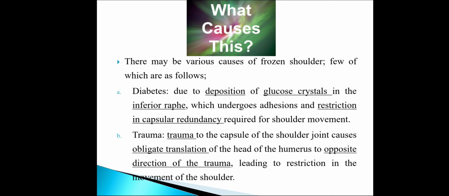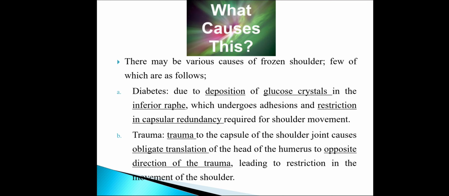Particularly in the shoulder complex, the capsule is very loosely attached inferiorly. This is known as the inferior capsular raphe. Hence, the glucose crystals get deposited in the highly mobile joint in the loose available space. So, glucose crystals get deposited in the shoulder joint in the inferior raphe of your capsule, thus causing restriction in the capsular redundancy.